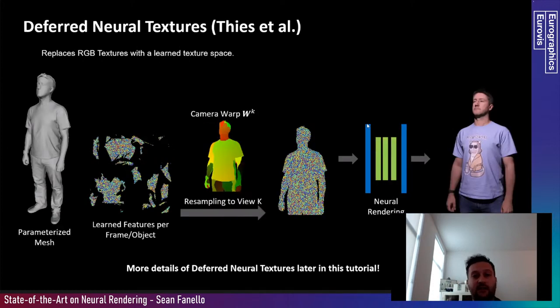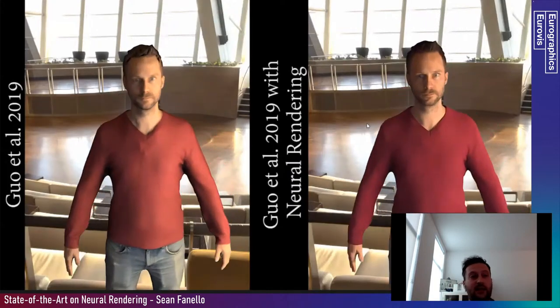Another way to do this, this work by Justus and the others, we will see more details later in this tutorial. I like it because we can cast it again in this pipeline I just showed you. So instead of actually having a texture space where you store an RGB value for each pixel, you can actually learn a representation per pixel in UV space. So when you perform the rendering phase, rather than resampling RGB values, you're going to resample this learned representation. And then you have a decoder, which is a neural renderer that will give you the final results, as we showed here. Okay, I talked about neural rendering, but does it actually work?